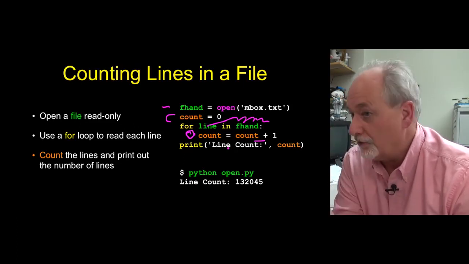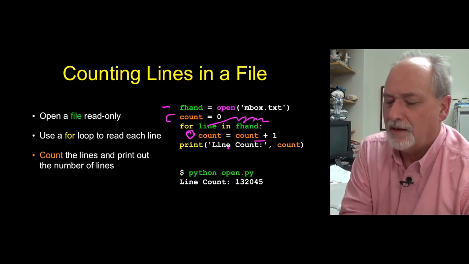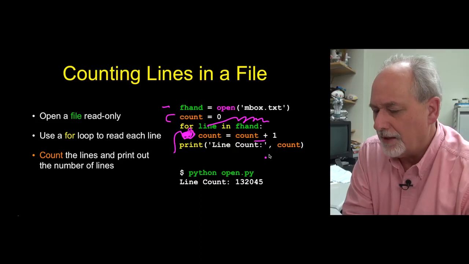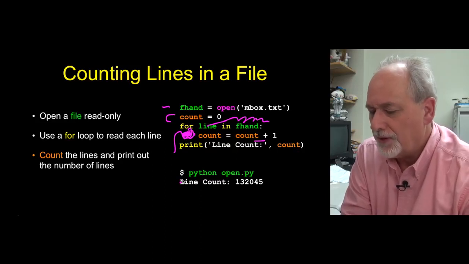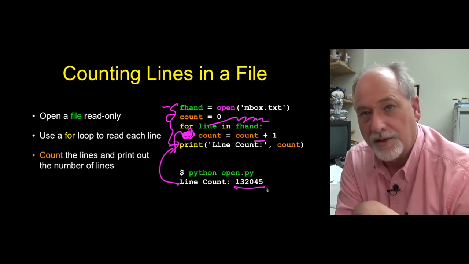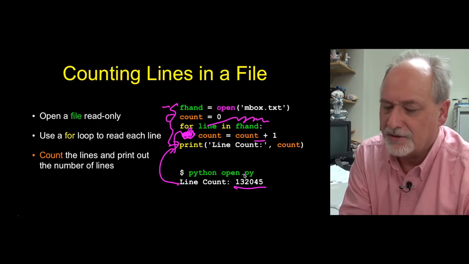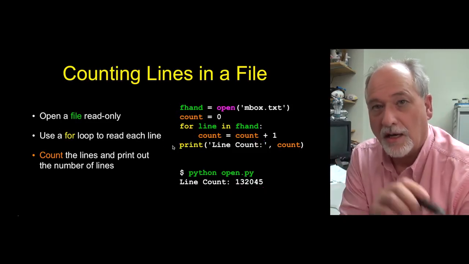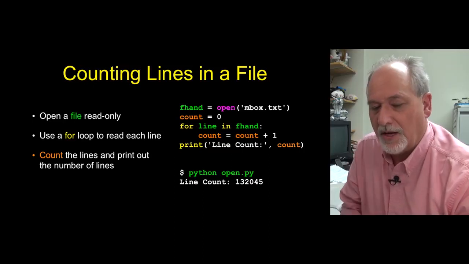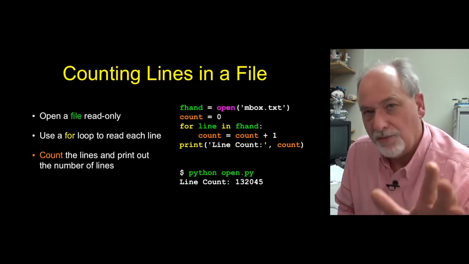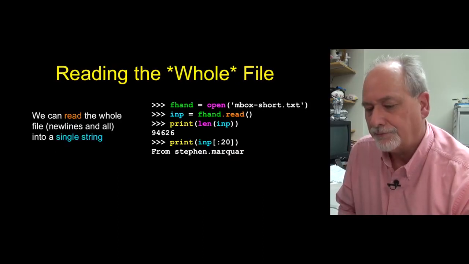We're not printing the line. We're not even looking at its data at this point. And then when the loop is done, however many times it has to go, out it comes, and we print out line count equals count. So if we open inbox.txt, this is going to do all this work and then print this line out and say line count is 132,045. So this is a little five-line program that shows you how to count the lines in a text file using Python. Again, simple and elegant, and not too much syntax for you to have to learn.